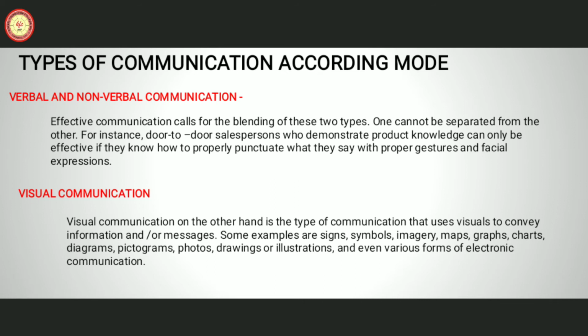So visual communication, on the other hand, is a type of communication that uses visuals to convey information or messages. So what are the examples? So signs, symbols, imagery, maps, graphs, what else? Charts. It could also be diagrams, pictograms, photos, drawings, or illustrations, and even various forms of electronic communication.